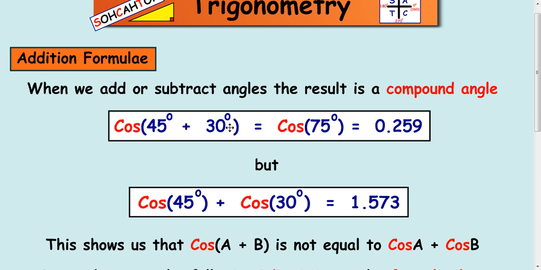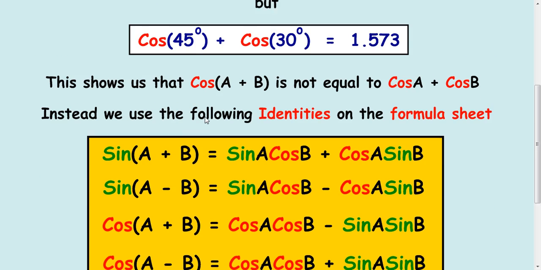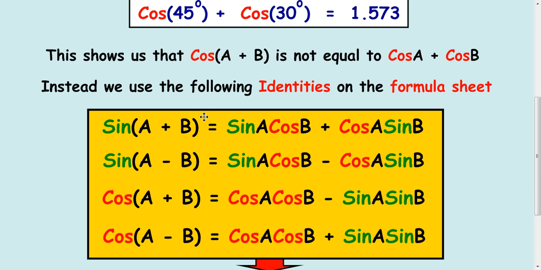So we need another way to work this out, the cos of 45 plus 30. Particularly if you've got the cos of x plus 30 or the cos of 45 plus y. So let's look at how you do that. How do you expand these brackets? So we're given this in the formula sheet, which is good because you don't have to memorise them, but you will get used to it and you will be able to memorise it quite easily.